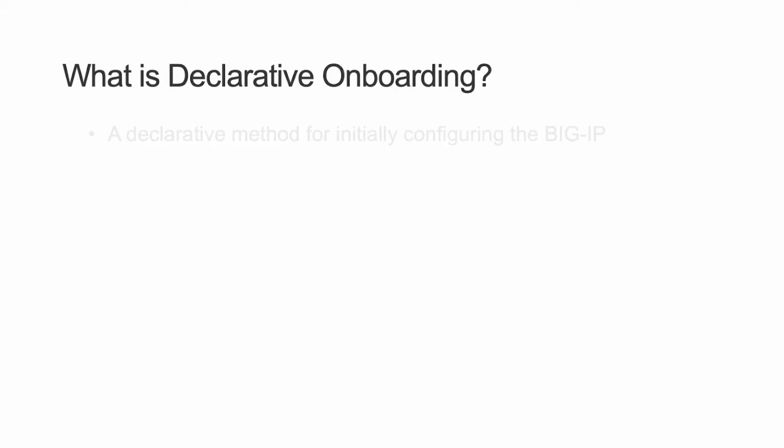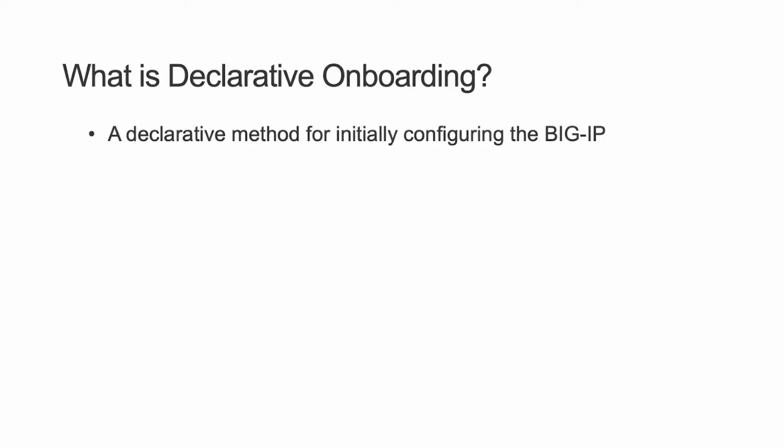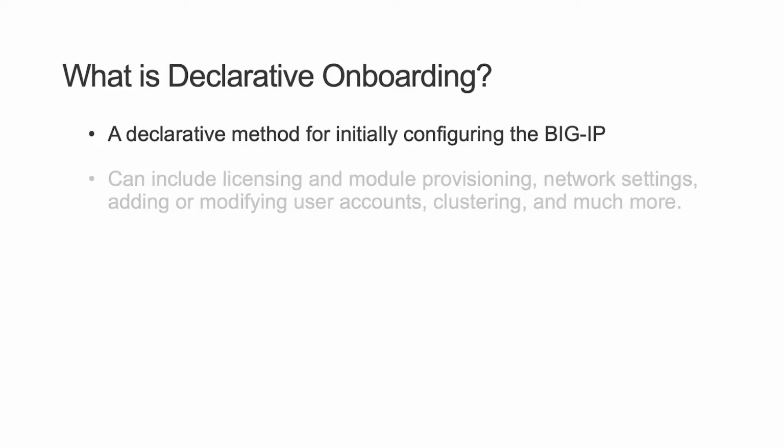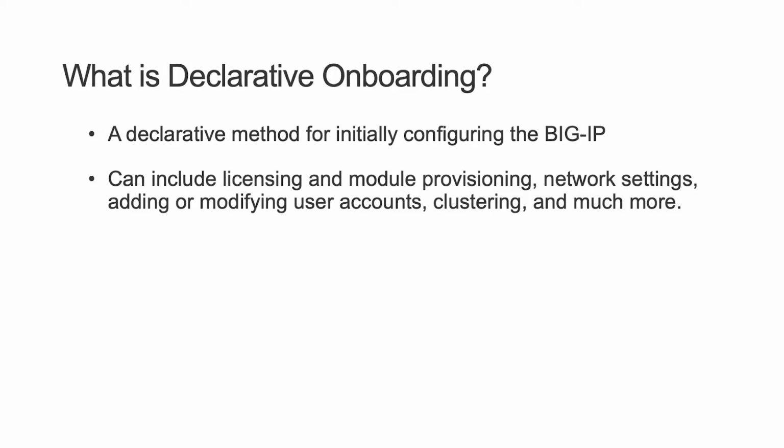As its name suggests, DO is a declarative method for initially configuring a BIG-IP device with all of the required settings to get up and running. This includes system settings such as licensing and provisioning, network settings such as VLANs and self-IPs, user account settings, clustering settings if you're using more than one BIG-IP, and more. It does not configure application service objects like virtual servers and pools.